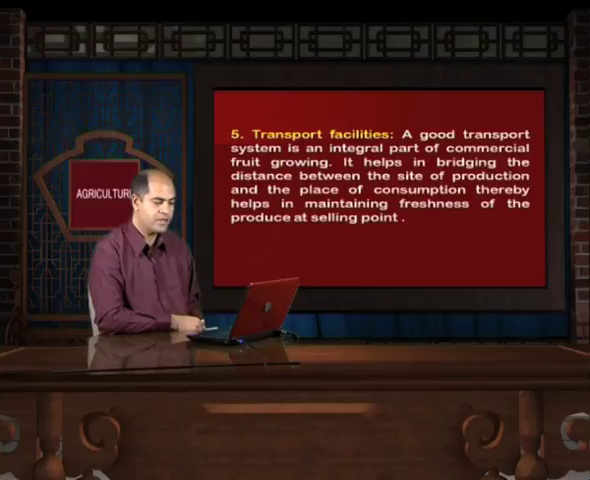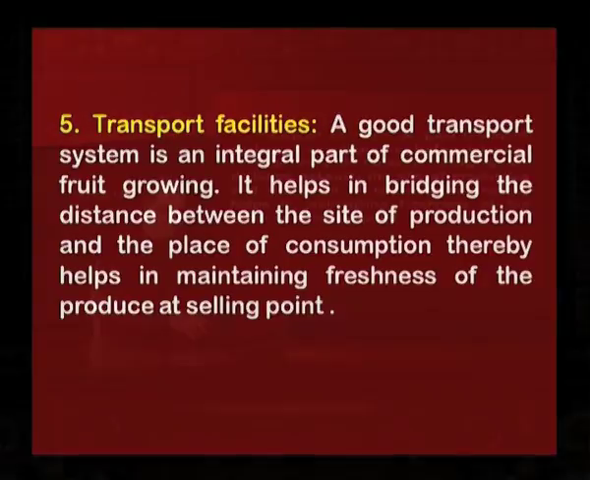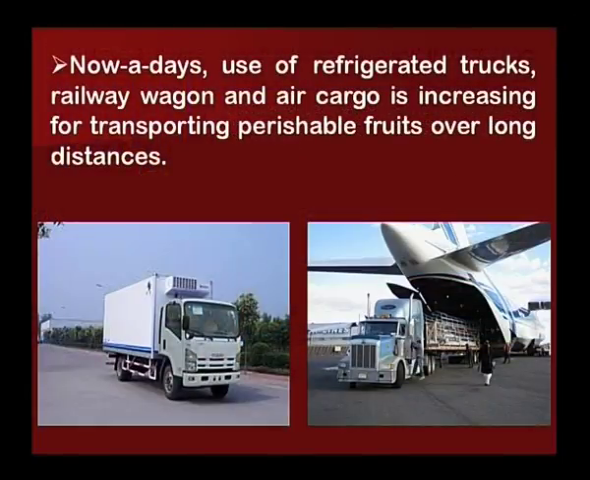Now, transport facilities. A good transport system is an integral part of commercial fruit growing. It helps in bridging the distance between the site of production and the place of consumption, thereby helps in maintaining freshness of the produce at selling point. Nowadays, use of refrigerated trucks, railway wagons and air cargo is increasing for transporting perishable fruits over long distances. In this picture, you can clearly see the air cargo transportation of fruits.